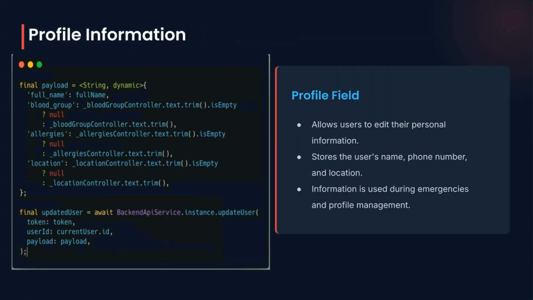For the profile information, the profile information screen is important because emergency response is more effective when personal information is complete. In this feature, I load the current user data from the backend, bind it into text controllers, and then build a clean payload for updating the profile. Fields like blood group, allergy, and medical note are especially useful in emergency situations. This feature shows both frontend form handling and backend data synchronization.